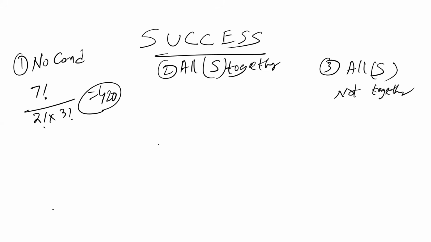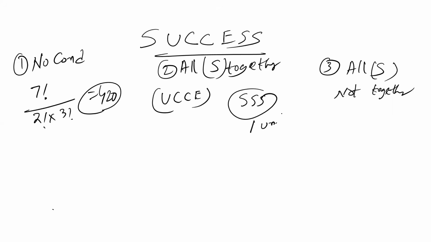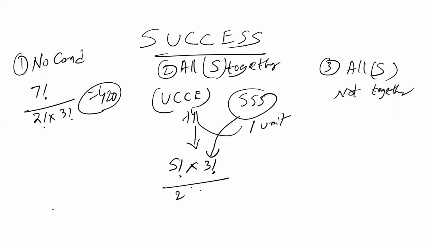Now come to SUCCESS, all S together. UCCE, consider S as one. All 3 S will be considered as one unit. This 1 plus 4, total 5 letters, 5 factorial, into, for these 3 S, 3 factorial. Repetition of 2C, 3S. 3 factorial will cancel, 60. Here, 420 minus 60, 360.